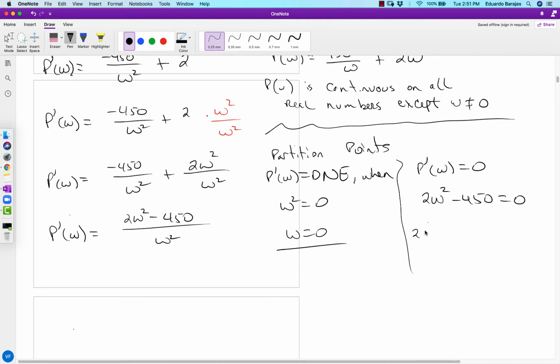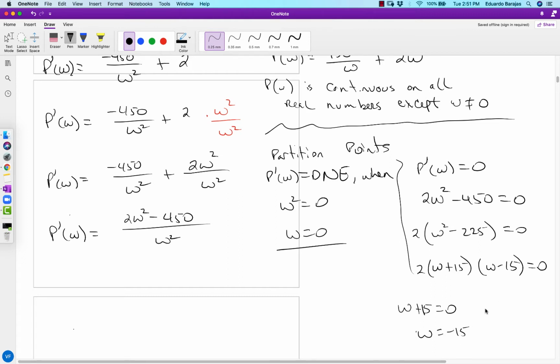We can factor out a 2. We get W squared minus 225 equals 0. So we get 2 times W plus 15, W minus 15 equals 0. So from that, W equals negative 15 is going to be one of our partition points, and W minus 15 equals 0 is another partition point, or W equals positive 15. So our function has 3 partition points. However, when we think about our restriction of our domain, we know that W has to be positive.